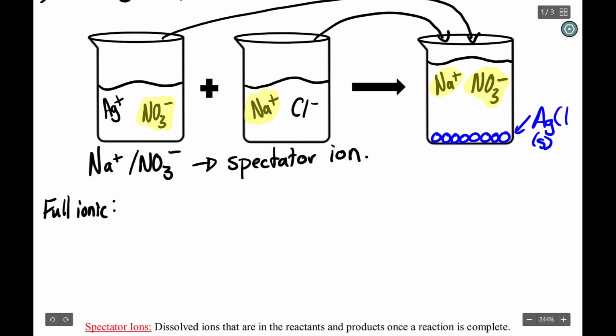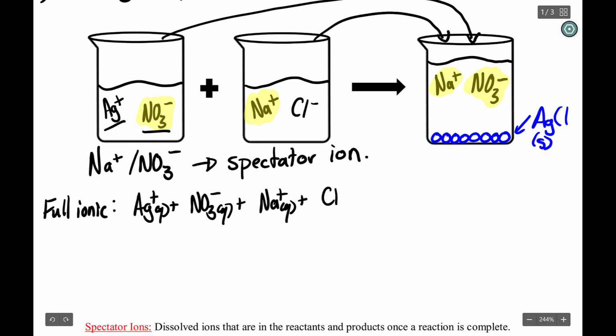So for instance, I don't really have silver nitrate. I have silver ions and I have nitrate ions in solution. They really shouldn't be clumped together because that's literally how they look. Same thing with the sodium and chloride. I don't really have sodium chloride. I have sodium ions and I have chloride ions in solution.